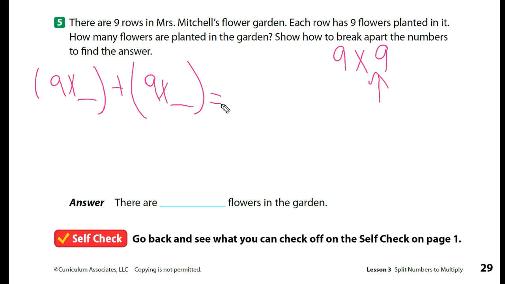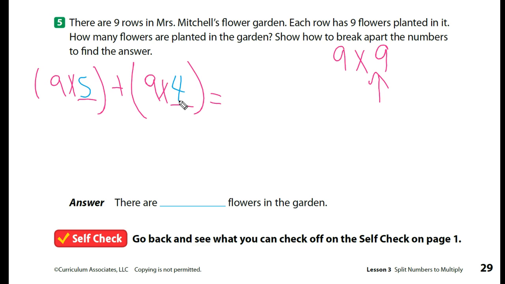4 and 5. I could use 4 and 5. What else could I use? 1 and 8, yeah. Okay. 3 and 6, right? 2 and 7. Okay. But wait a minute. I know my 5, so I'm going to use that. 9 times 5, 9 times 4. Because 5 plus 4 is 9.